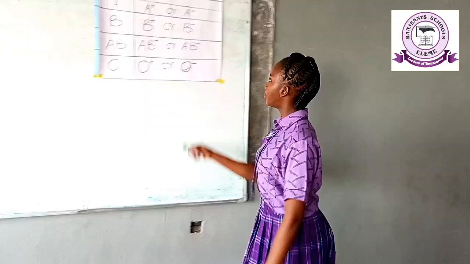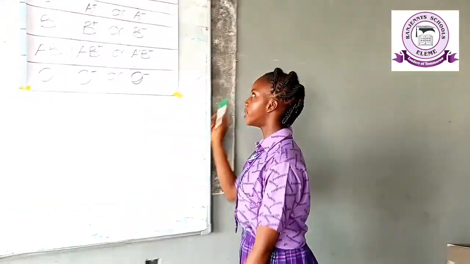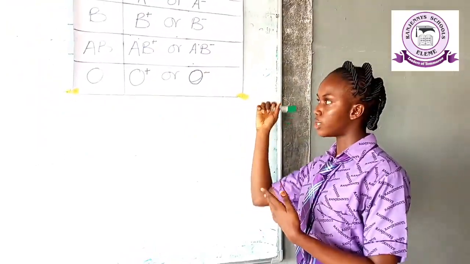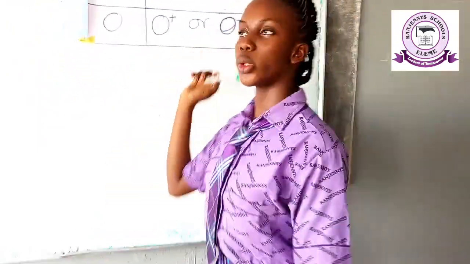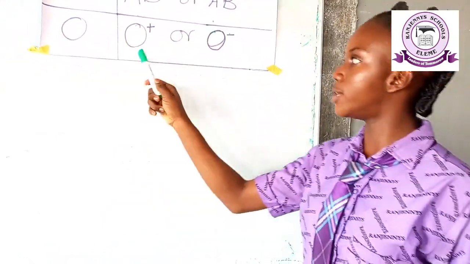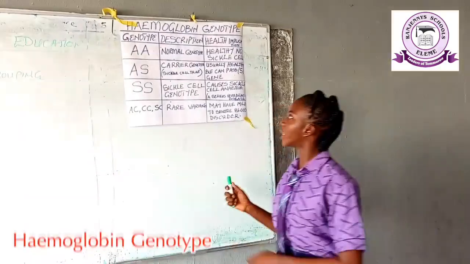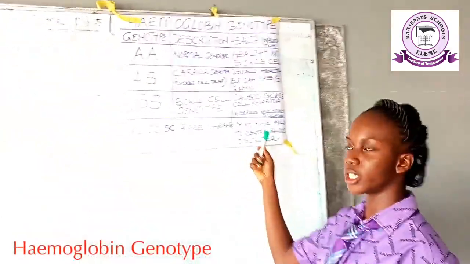Now, people with rhesus factor negative can give blood to positive but cannot receive from those with positive. For example, despite O being a universal donor, O positive cannot give blood to O negative but can receive blood from O negative. Now, I'm going to be talking on hemoglobin genotype.